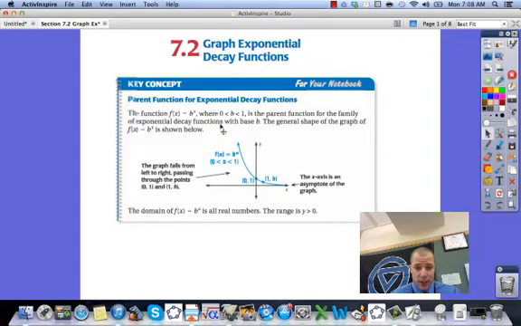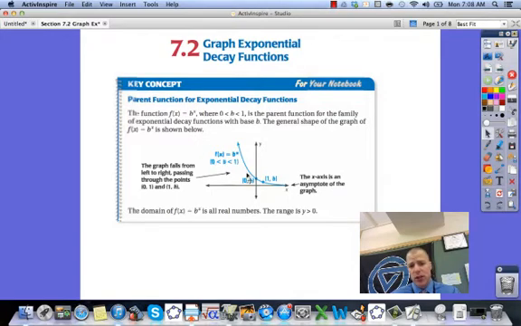The big difference that you're going to see here is now that your b value is not going to be greater than 1 as it was with exponential growth, but your b value is going to be between 0 and 1. So you have to think rational numbers, but they have to be between 0 and 1. The first example we're going to graph will be on the next page. We're going to have a b value of 1/2.